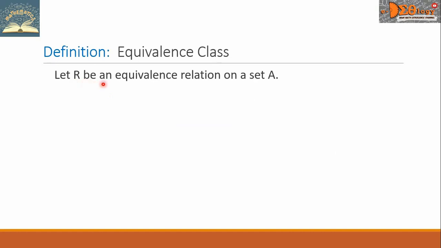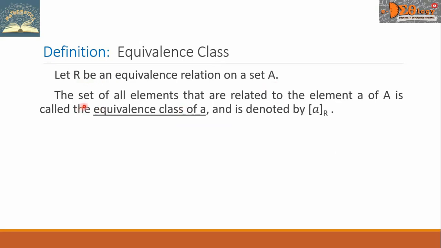Let R be an equivalence relation on a set A. The set of all elements that are related to the element a of set A is called the equivalence class of a and is denoted by this symbol. The equivalence class of a has elements s such that the ordered pair (a, s) is an element of R, for all s an element of set A.